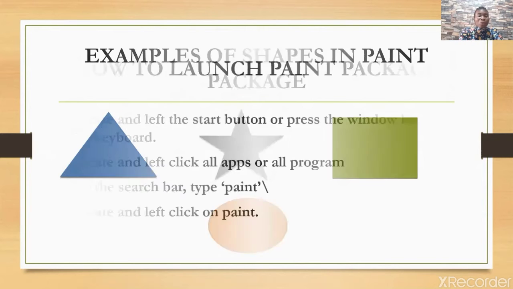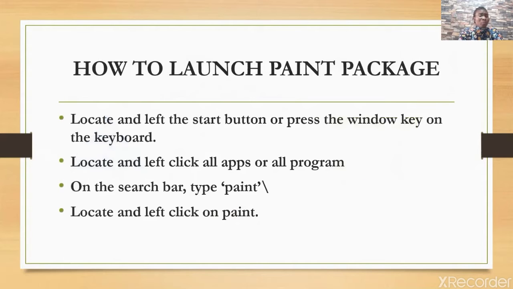Okay, and also we want to see how we can launch Paint, because I'm going to do my own practical today. I'm going to launch Paint application, and then we'll be able to see the things that Miss Mary can do with her Paint application. Now, locate and left-click your start button. So on your computer, you locate and left-click start button, or you press the window key on the keyboard.